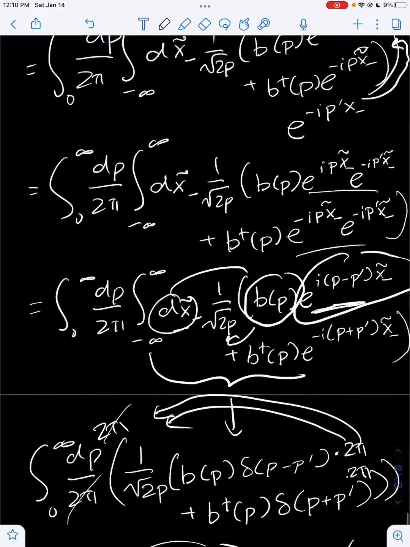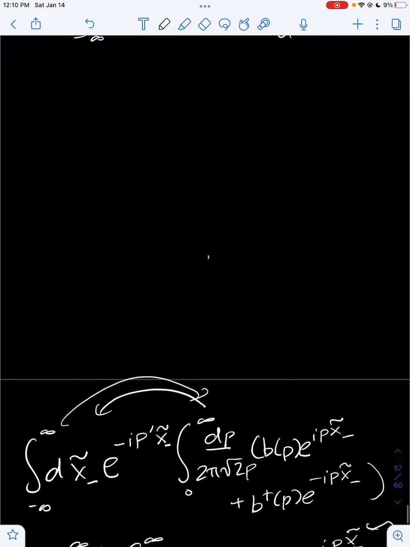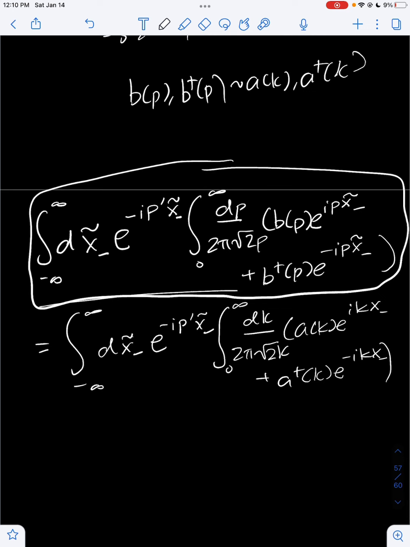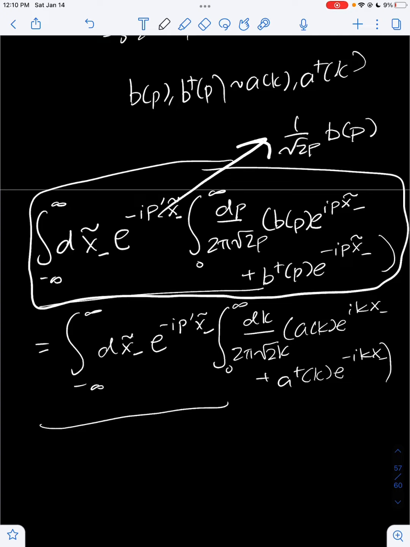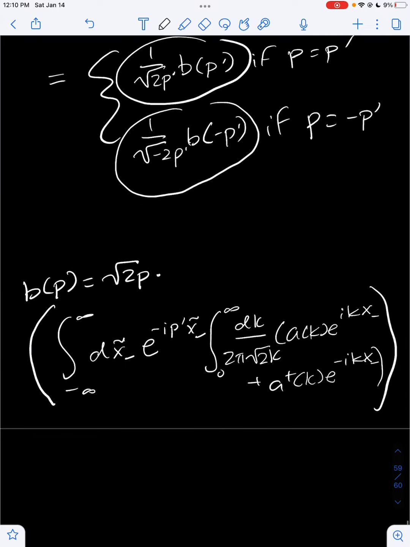All we're doing, because remember that we first had this over here, right? And we found that this was just equal to 1 over the square root of 2p, and then b of p. So to isolate b of p, we'd have to multiply both sides by the square root of 2p. So that's why we have that over here.